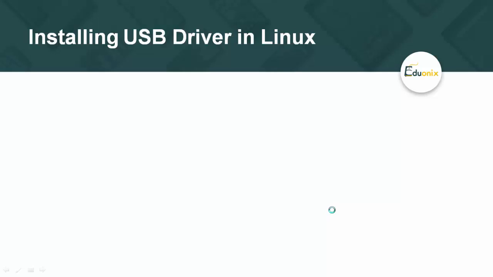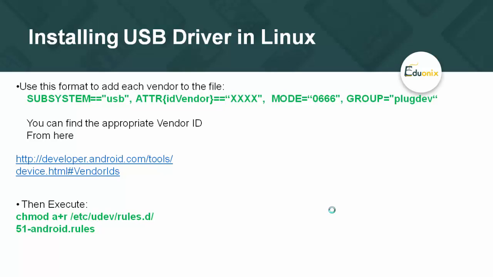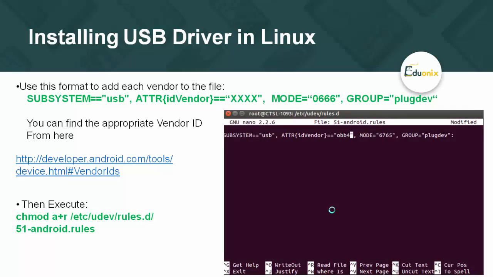In the previous slide, we created the file, but it is still empty. We need to add the content that the system will use, that is, the USB configuration for each type of device you want to use for development. In this file, we're showing the configuration for 3 different devices. You will notice that the configuration for each device follows a certain format. Use this format to add each vendor to the file.